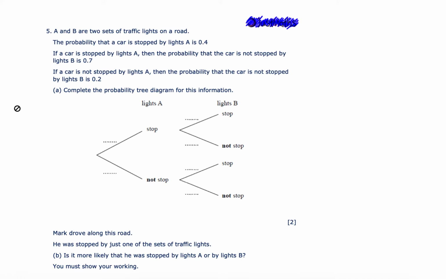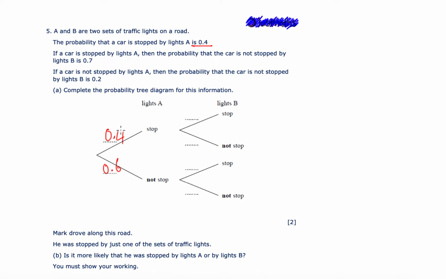Close that there. So A and B are 2 sets of traffic lights on a road. The probability that the car is stopped at light A is 0.4. Okay, so let's just stop there and let's just put that in. 0.4 is stopped at light A. So straight away we know not being stopped at light A is 1 minus 0.4, which is 0.6.